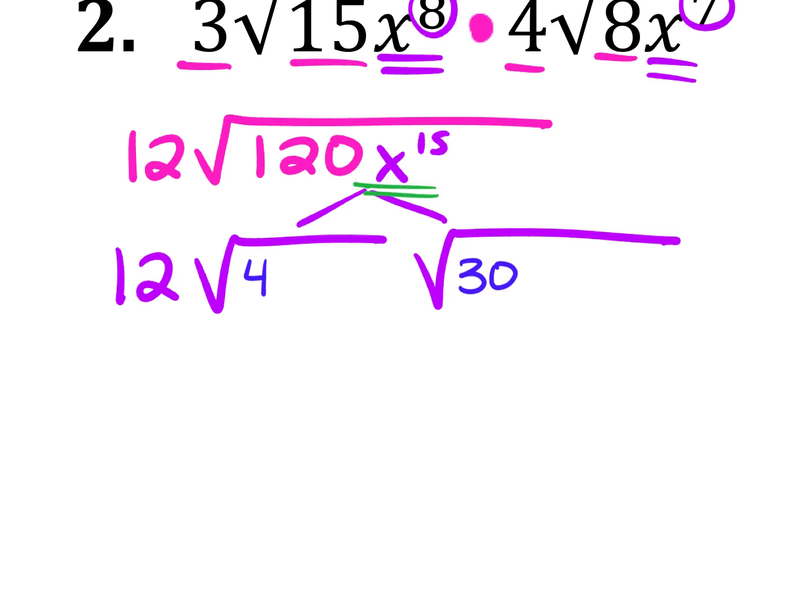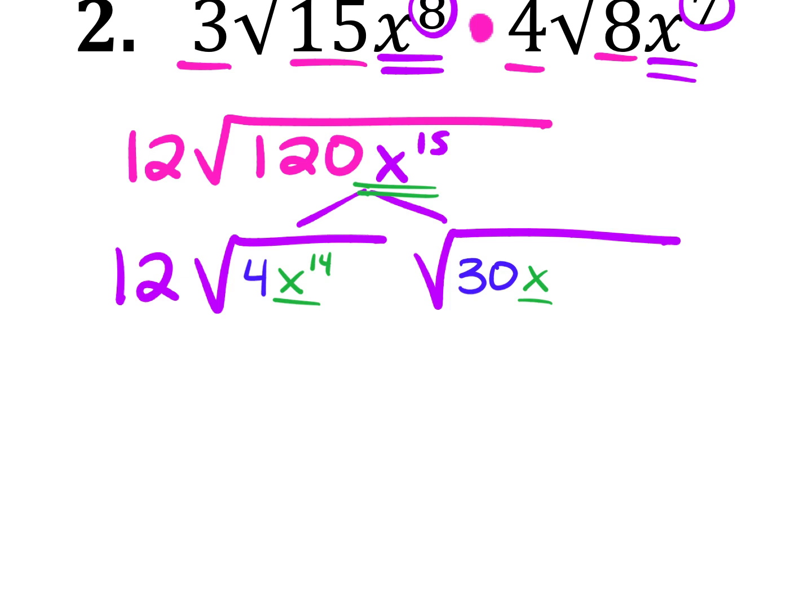Okay, so what do you do with the x? What's the perfect square from x to the 15th? The 14. You move down 1. There's an x left over. So here's x to the 15th broken down into perfect and not perfect. Okay.